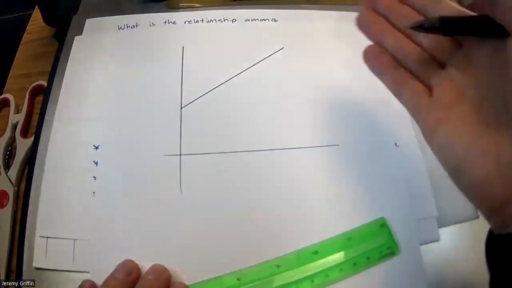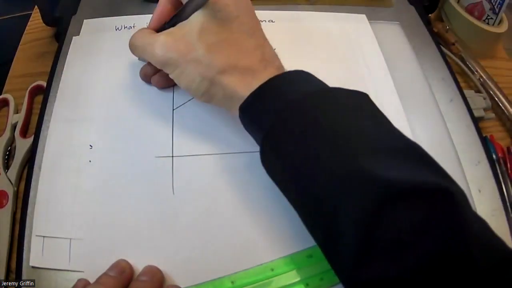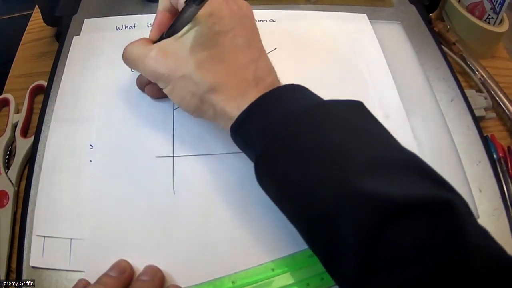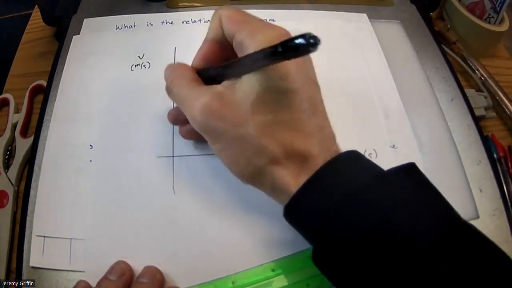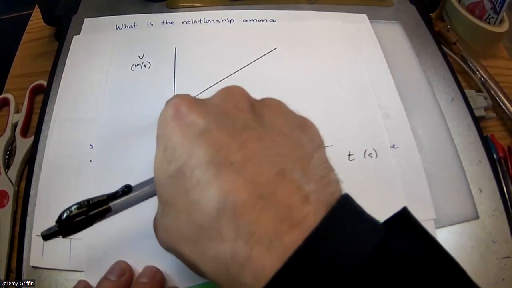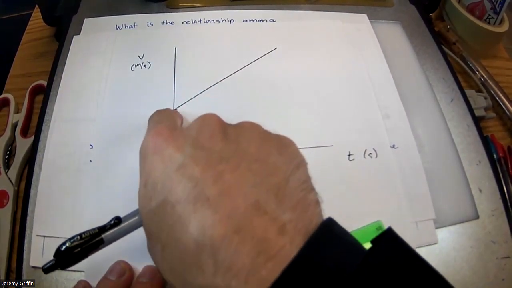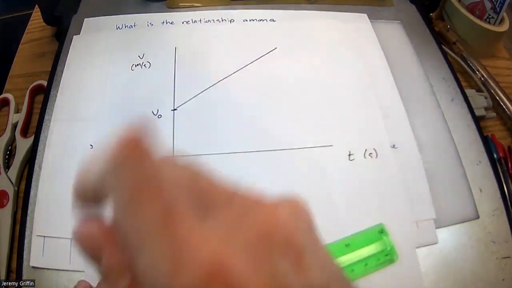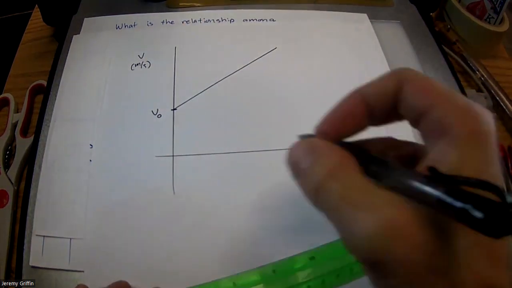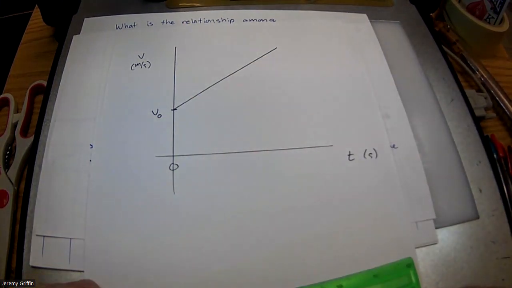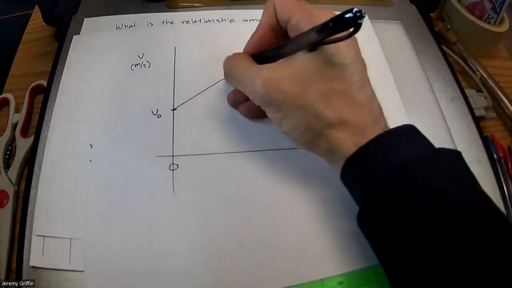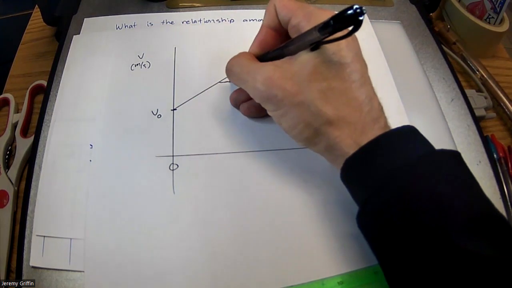So here's a more general version of this. Velocity in meters per second versus time in seconds. And what should I label this y-intercept? V naught. There you go, because that would be the initial velocity. Here's zero time, then time ticks along. Now, you guys know that the slope of this is acceleration.